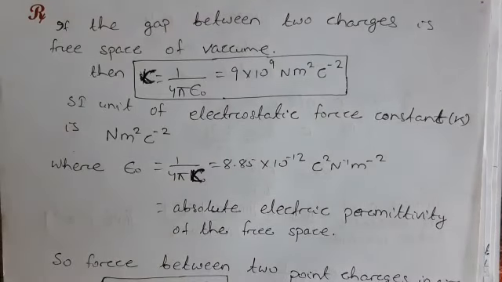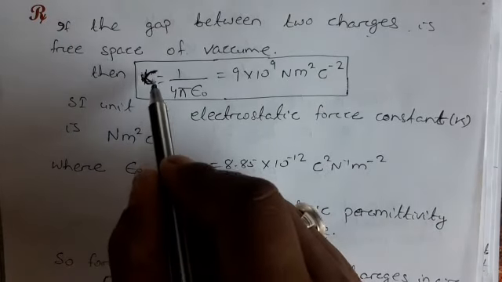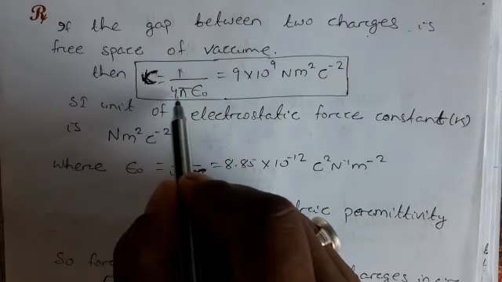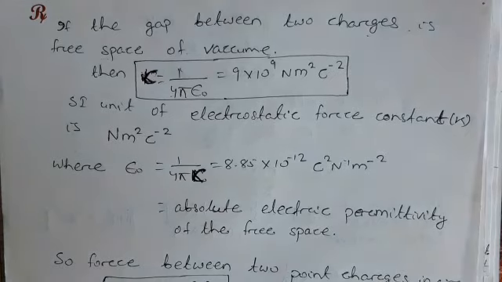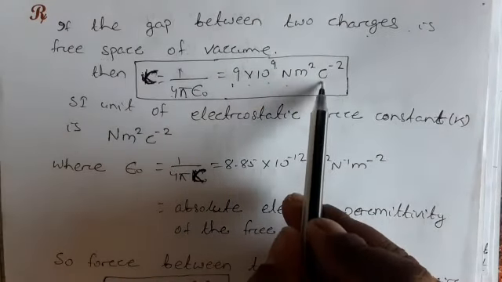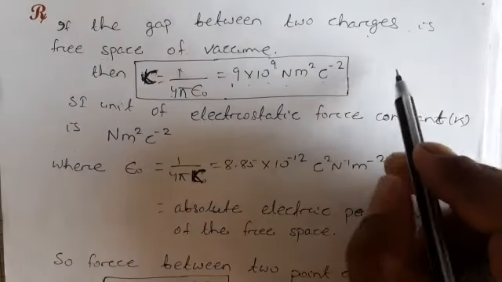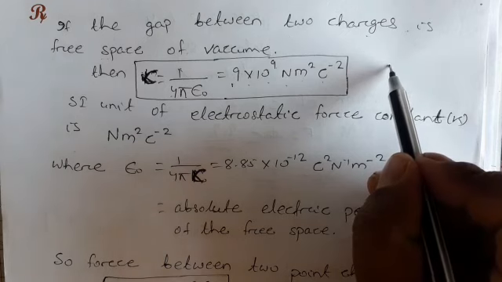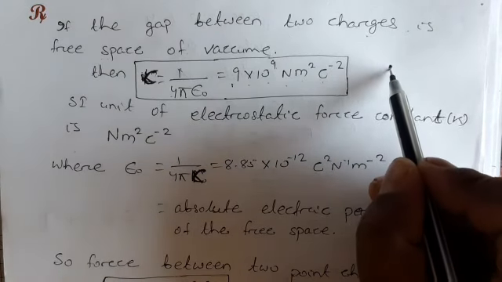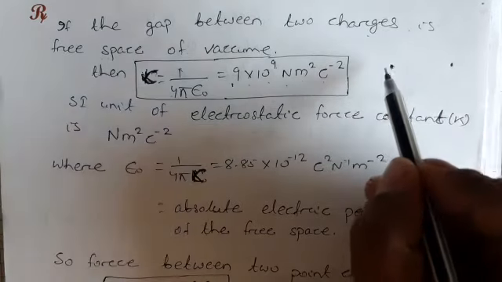If the gap between two charges is free space or vacuum, then C is equal to 1 by 4 pi epsilon naught, which is equal to 9 into 10 to the power 9 Newton meter square Coulomb to the power minus 2. How is that possible? See, let's say I am taking a charge here. I am taking another charge here.